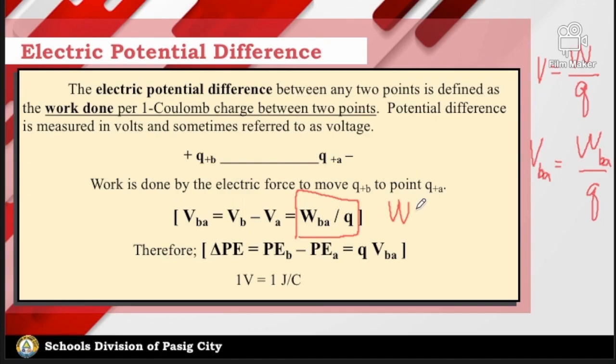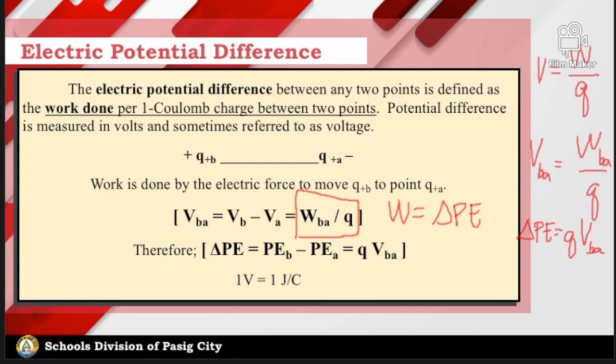Since work is equal to a change in potential energy, therefore, the change in potential energy is equal to the potential energy at point B minus potential energy at point A. Or, we can simply write that as delta PE is equal to charge multiplied by the electric potential difference. The unit 1 volt is also equal to 1 joule per coulomb.